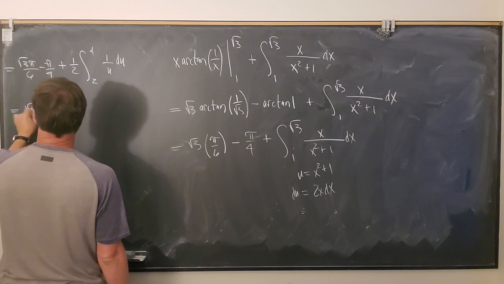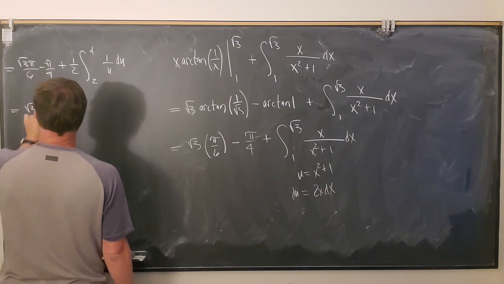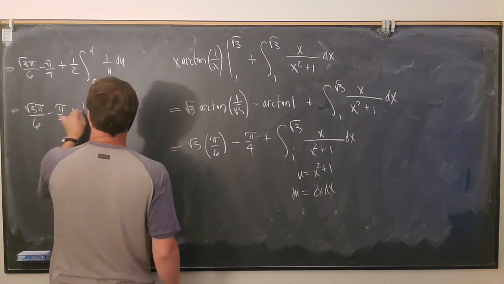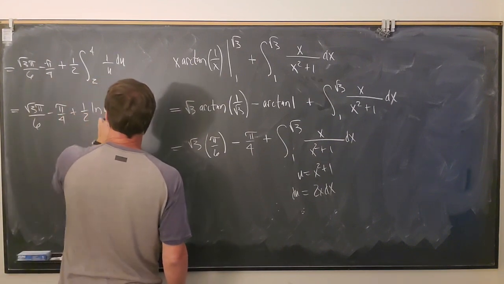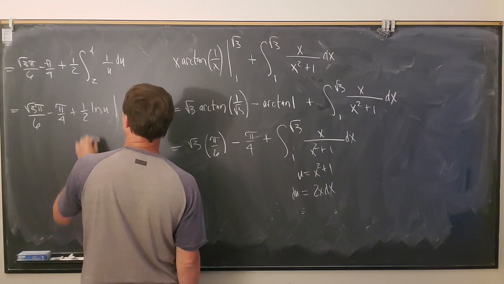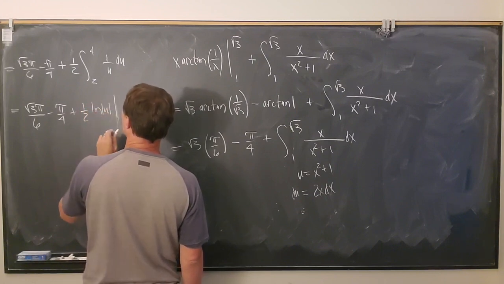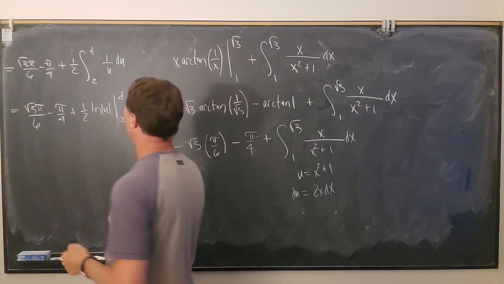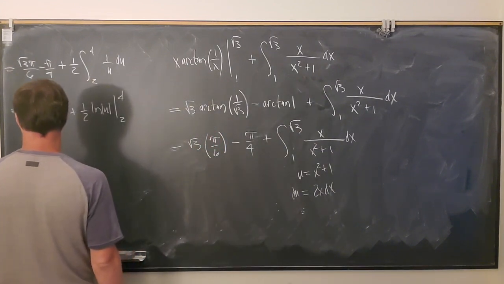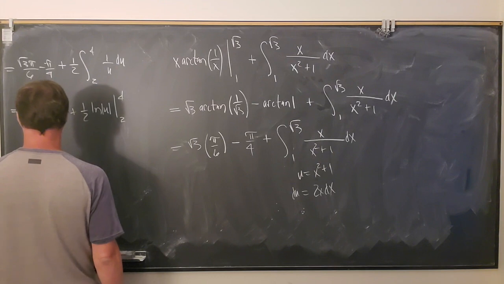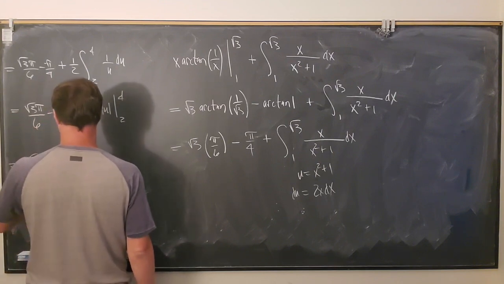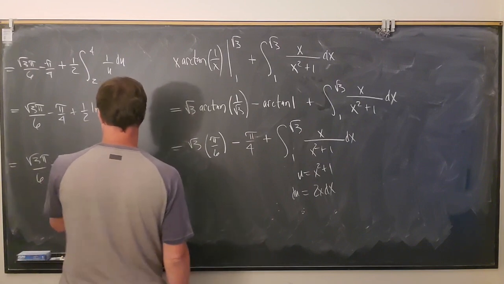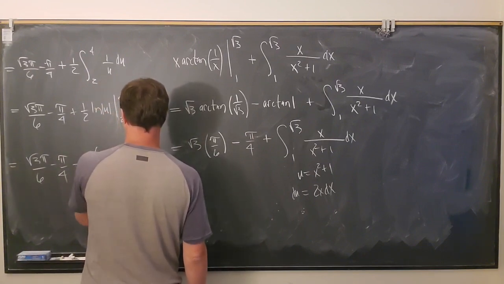So that's root 3 pi over 6 minus pi over 4 plus 1/2 natural log of u. It's officially the absolute value of u, and we go from 2 to 4. And so the final answer is root 3 pi over 6 minus pi over 4 plus 1/2 times natural log of 4 minus natural log of 2.